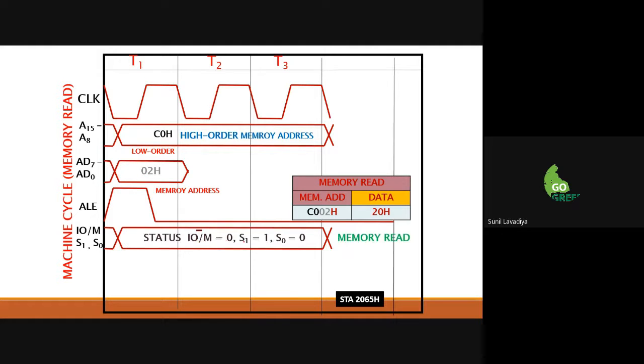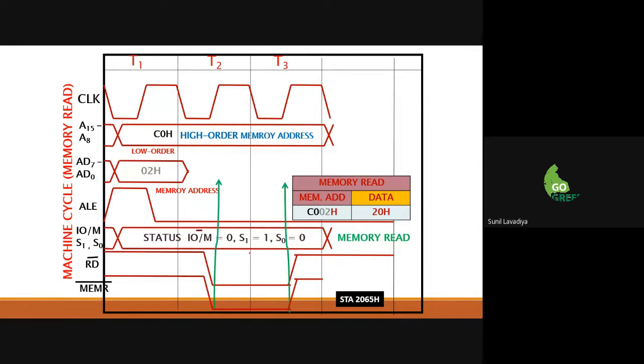IO/M bar, it's 0, 1 and 0, because it's also a memory read part. Read bar, memory read bar. What data comes here? In the box, which data comes here? 20. Yeah, it's 20. Very good, excellent.